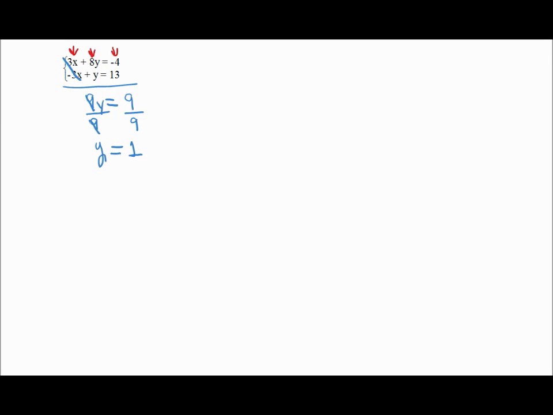Now that I know y is equal to 1, I'll substitute that back into one of my original equations. Once again, it doesn't matter which one you substitute it into. I think I'll use that top equation again. You can use the first or the second equation. It doesn't matter. You'll still get the exact same answer. So for my first equation, it was 3x plus 8y equals negative 4. And since this time I know that y is equal to 1, I'll replace that y with 1.